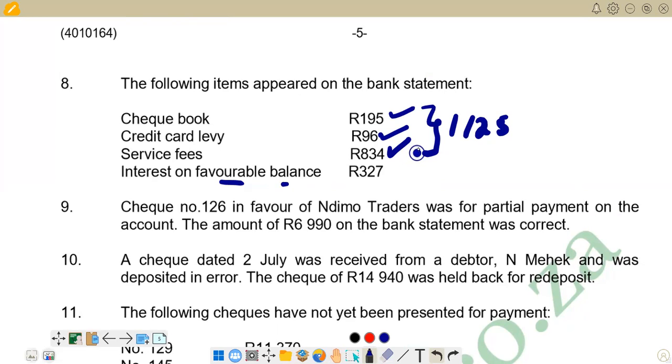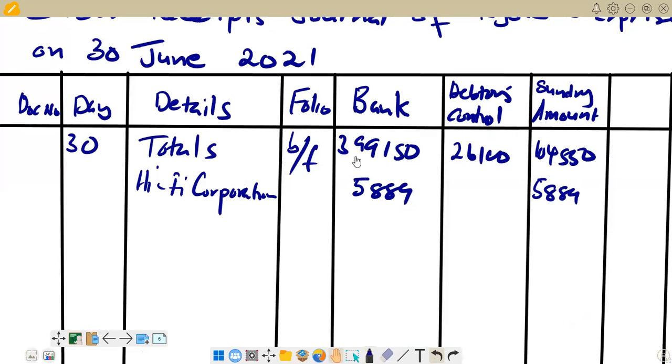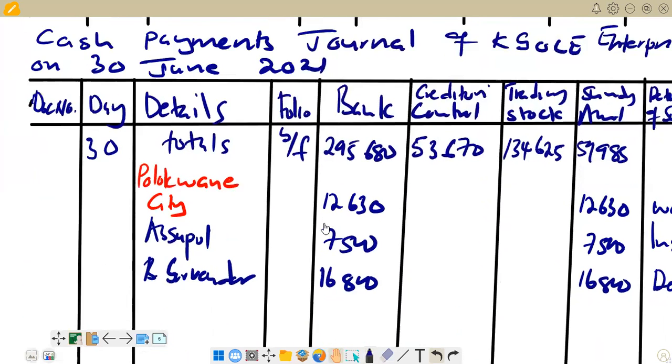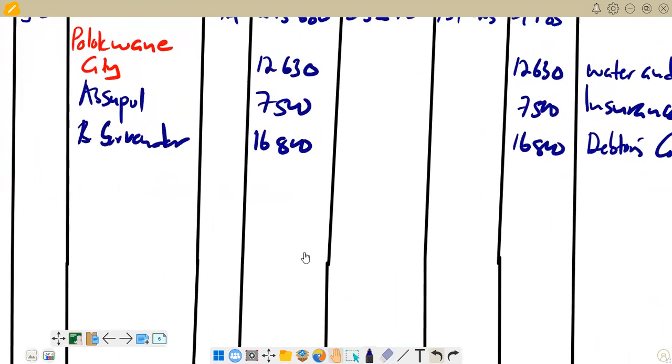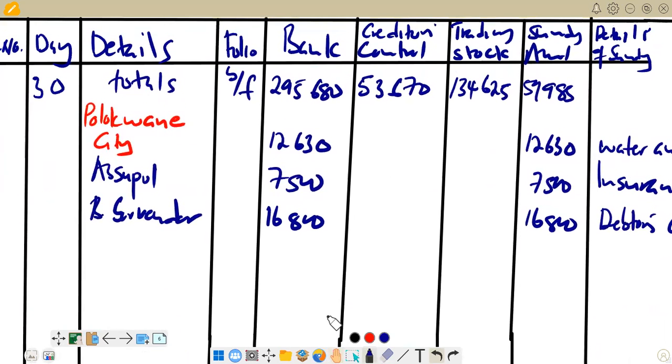So this is what we have there. We can start by going to the cash payment journal and entering this one, 1,125. This is our bank charges, cash payments journal. For details, this is our bank. Remember the name of the bank. Let's just say bank here. And then the amount is 1,125.